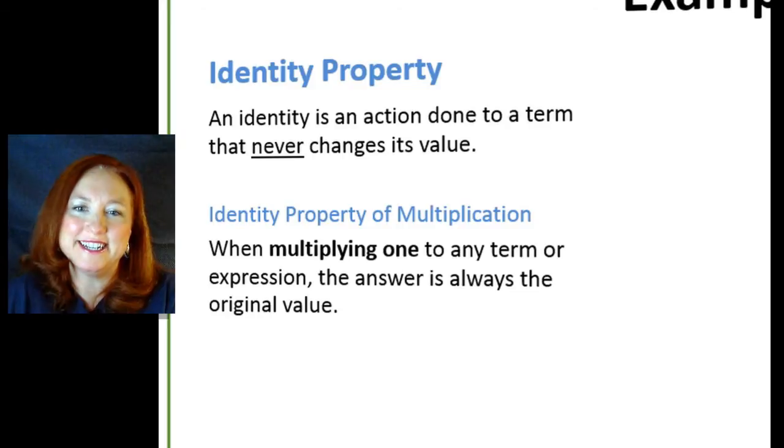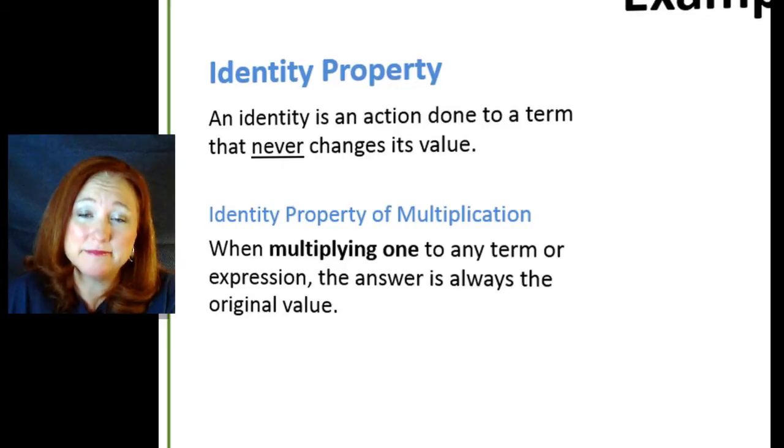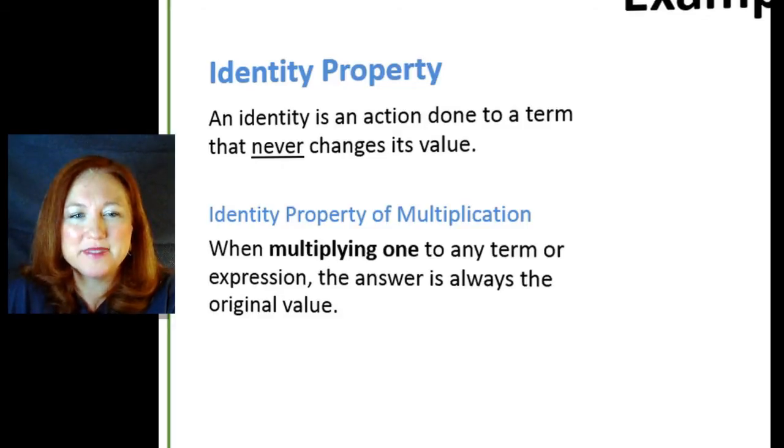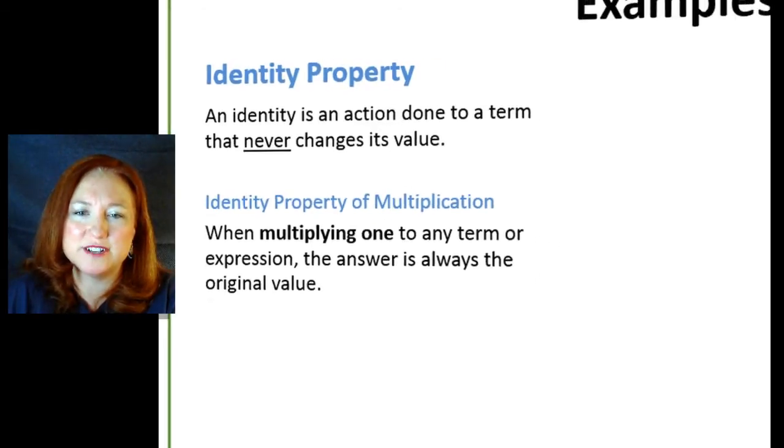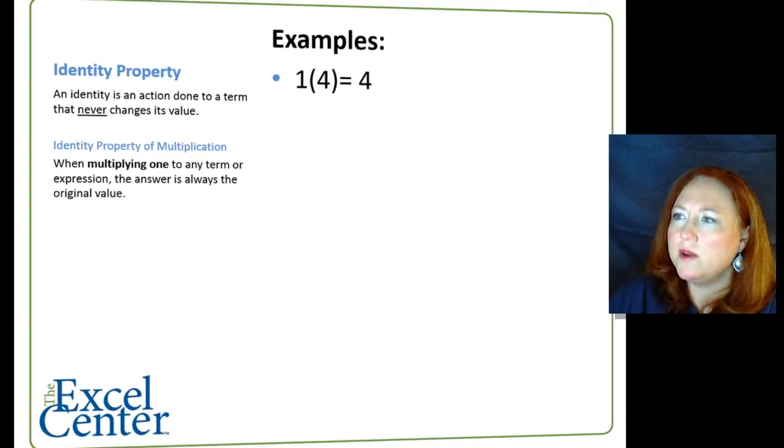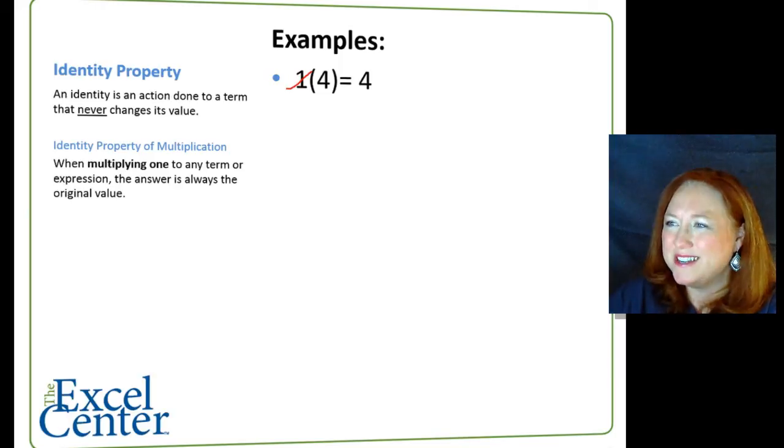Multiplication also has an identity property. But since when you multiply a number by 0, it will always equal 0, that changes the value of the number and therefore is not an identity. But when you multiply a number by 1, you'll always get the original number, which makes that an identity property. Let's look at some examples in which multiplying by 1 isn't essential in the expression. Here you have in the first example, 1 times 4 equals 4. If I cross out that 1 there, you can see 4 is equal to 4, so the 1 really wasn't even needed.